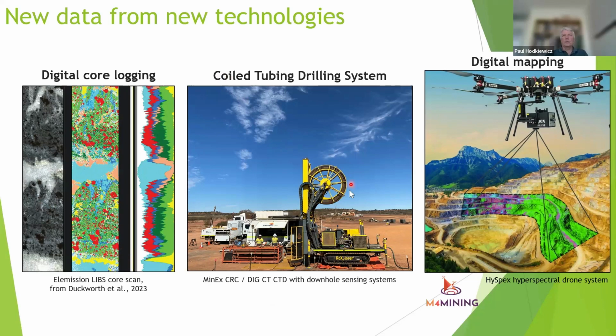And then coiled tube drilling system. This is from Minex CRC and the DigCT company that is commercializing this. This is a system that has continuous drilling, but there are a lot of sensors at the bottom of this drill hole by the bit, which tell you a lot about the measure-while-drilling information, whether it's penetration rate. And then there's also downhole tools associated with this that tell you all the petrophysical characteristics of the rocks you're going through, the cover rocks in this case, and the basement rocks.